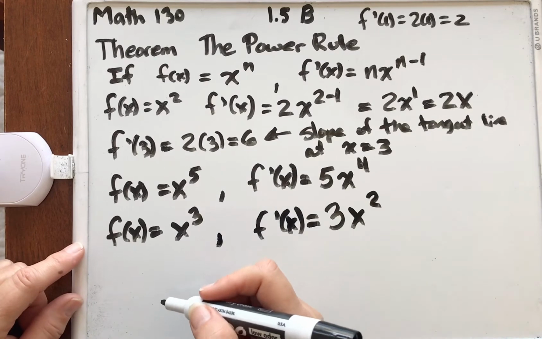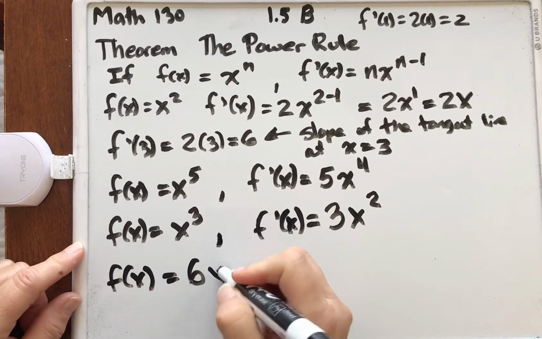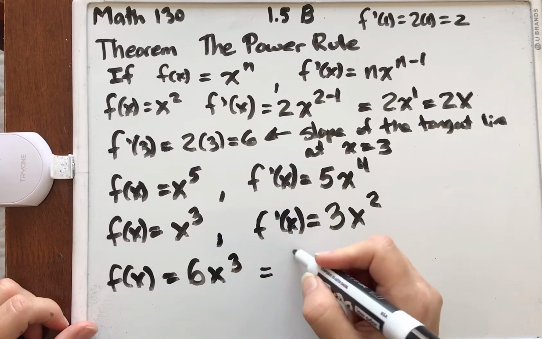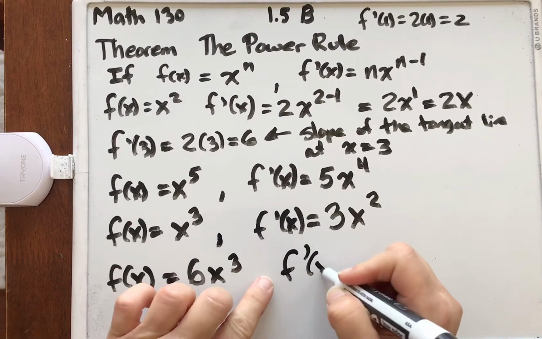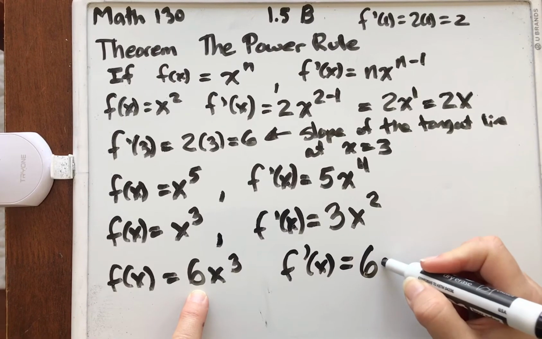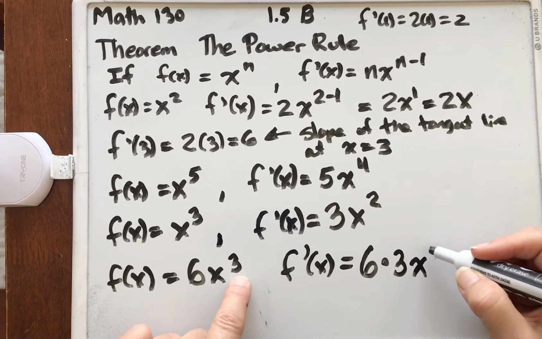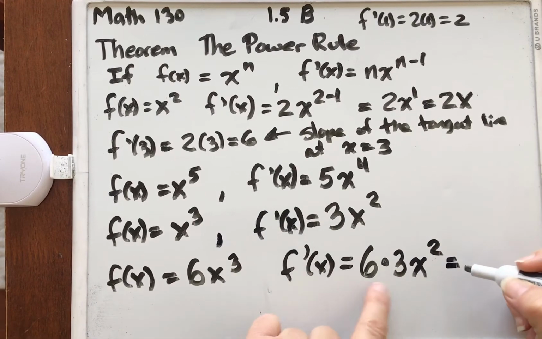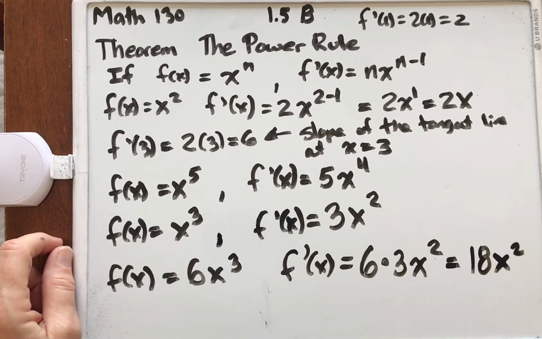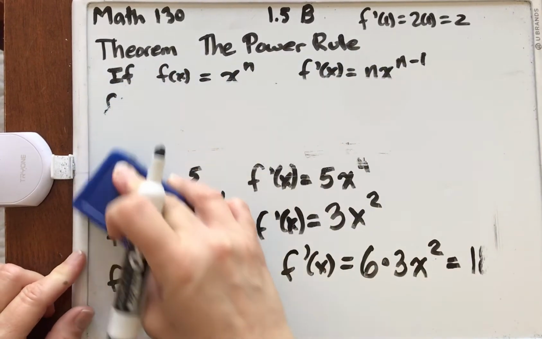Okay, let's try a different one. How about f of x equals 6x cubed? Well, f prime of x, we're going to keep that 6 there, but now we're going to times it by what we bring down. We bring down the 3, x to the 3 minus 1, which is 2. 6 times 3 is 18, so our answer is 18x squared.